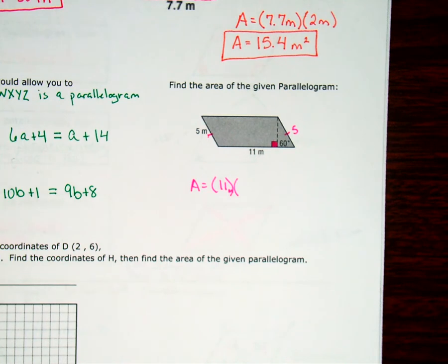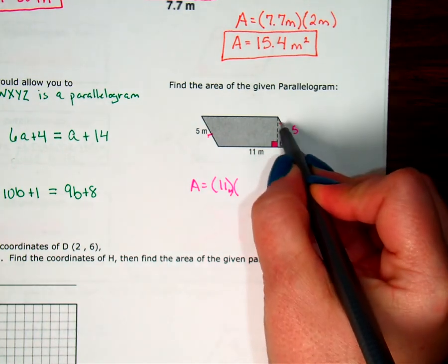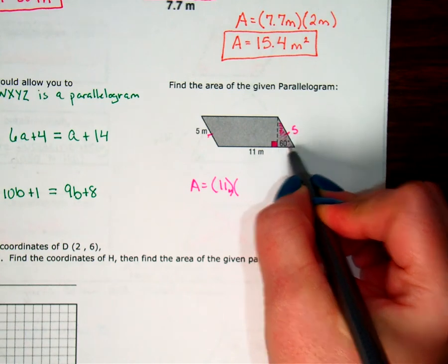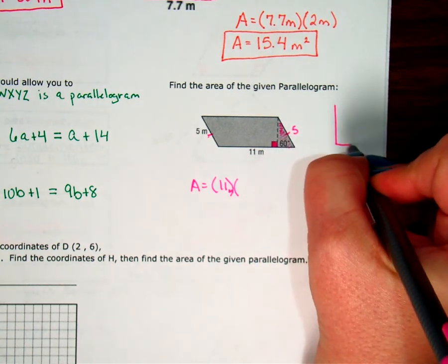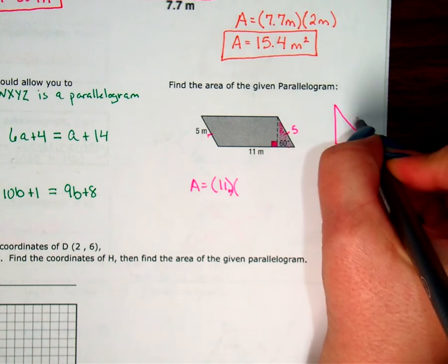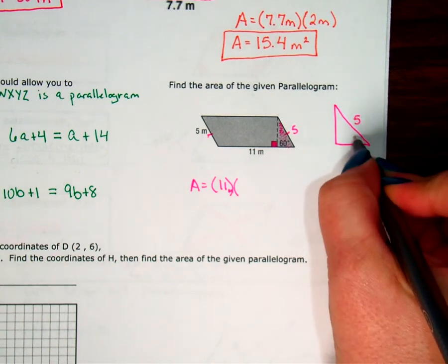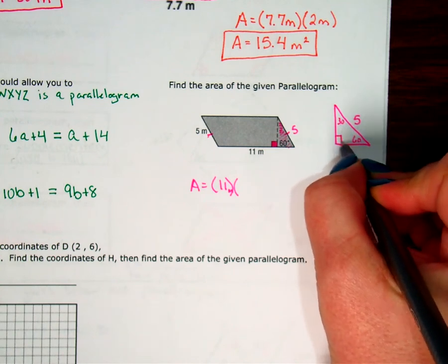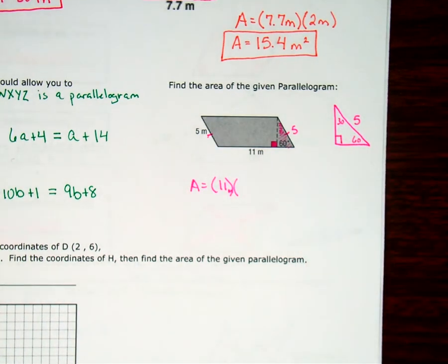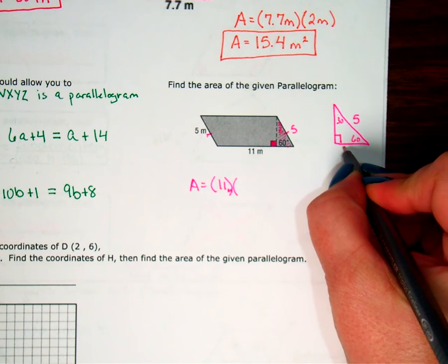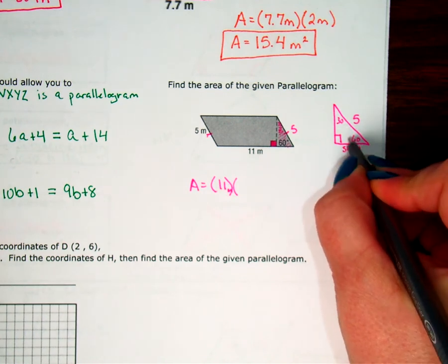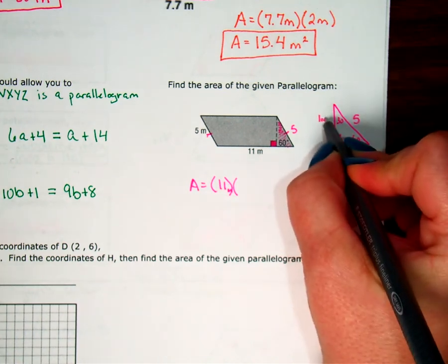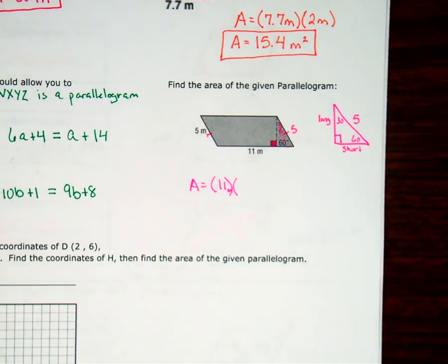But I see a 60-degree angle and a 90-degree angle and a right triangle. So I see this right triangle where my hypotenuse is 5. I have a 60-degree angle here, which means I have a 30-degree angle here. And I have a 30, 60, 90 right triangle where my hypotenuse is 5. My short leg is across from the 30 and my long leg is across from the 60.